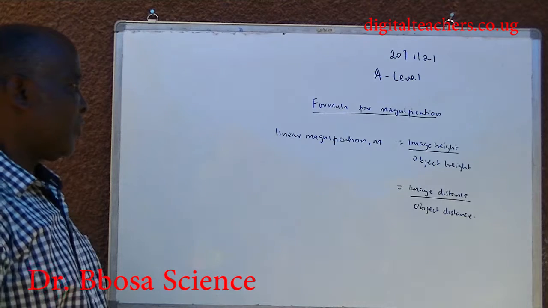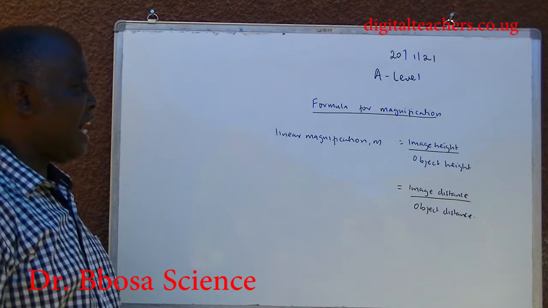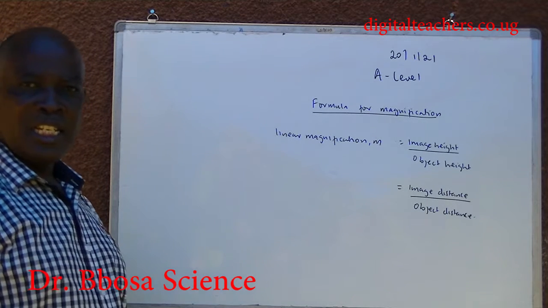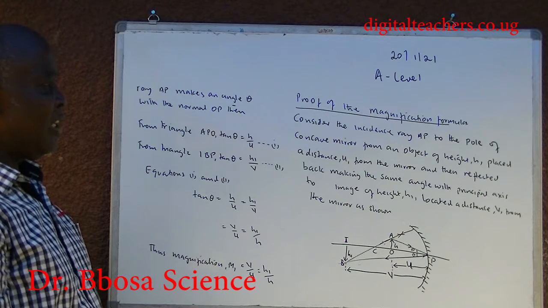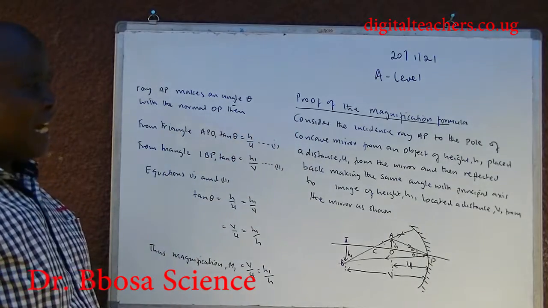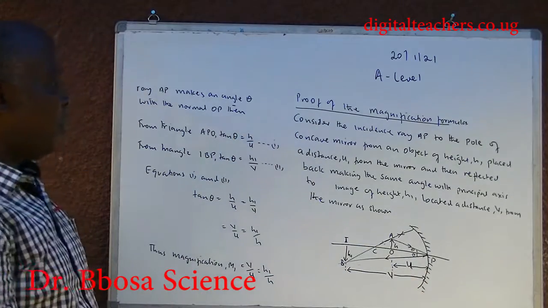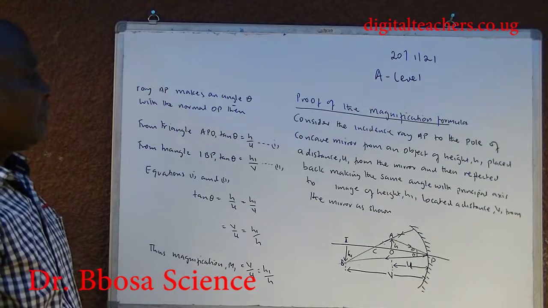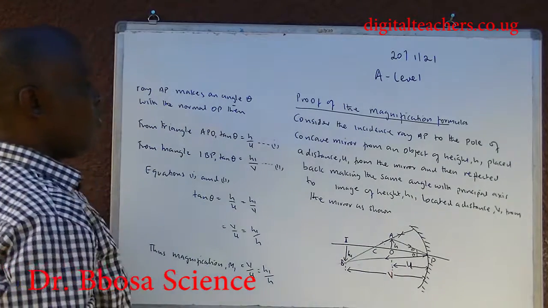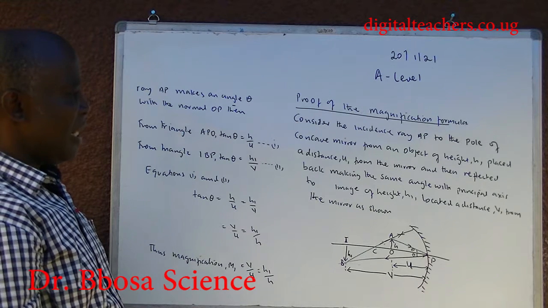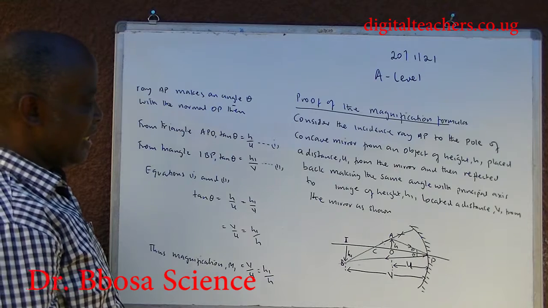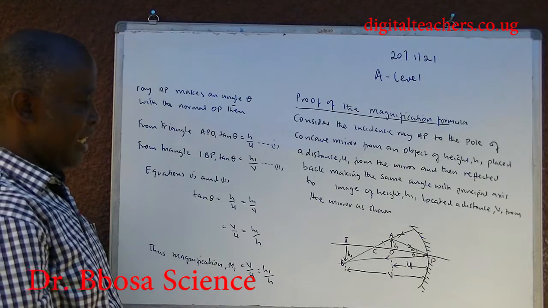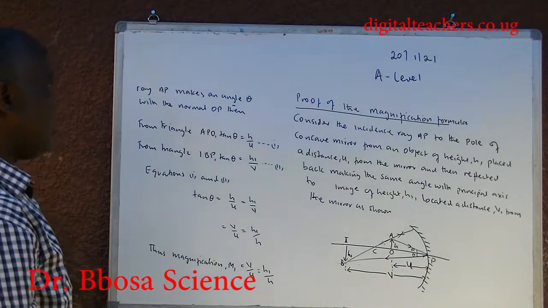Formula for magnification. Linear magnification m is equal to image height over object height is equal to image distance over object distance. Proof of the magnification formula. Consider the incident ray AP to the pole of a concave mirror from an object of height h, placed at distance u from the mirror and reflected back, making the same angle with the principal axis to image I of height h1, located at distance v from the mirror as shown.